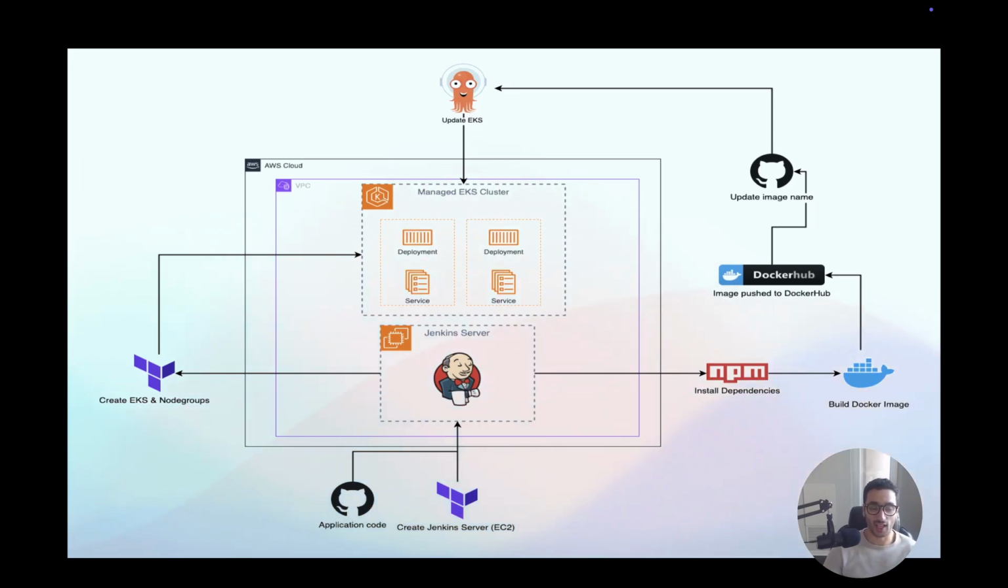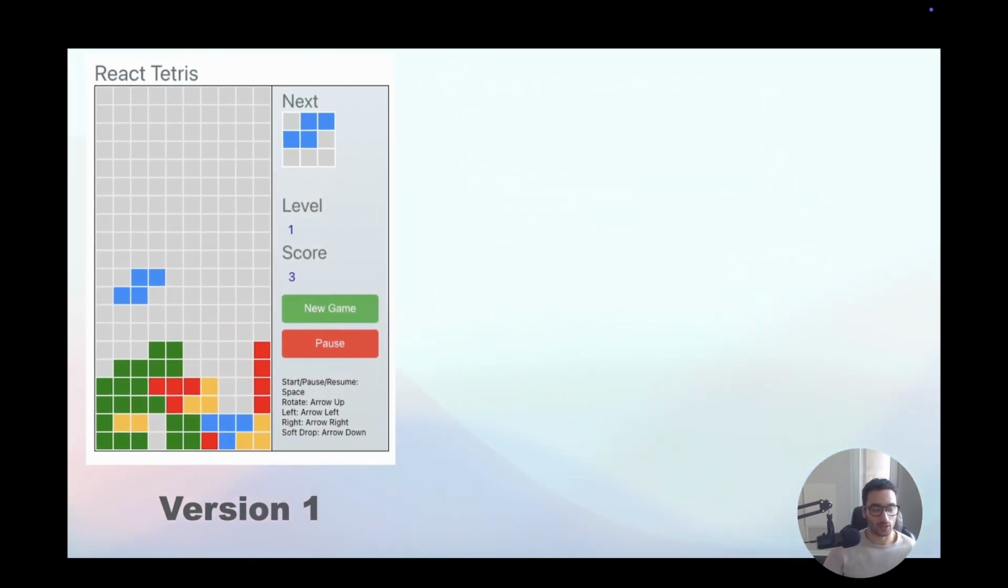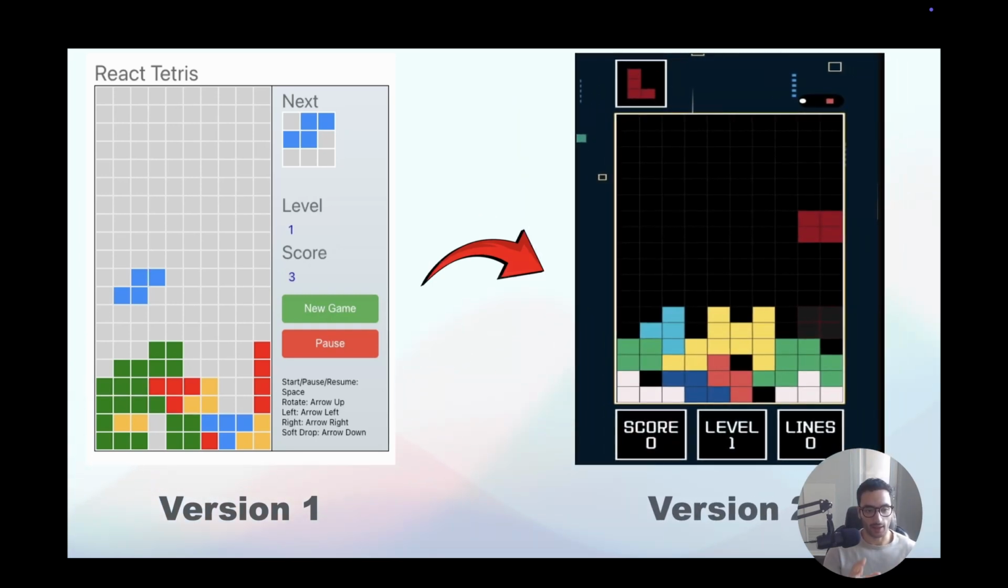In this use case, the application would be a simple Tetris application. We'll have a first version that we will deploy through the pipeline. And then once we confirm everything is working, we will try to publish a second version, which would be something different, more modernized. This is a very simple demonstration. Let's dive into it.